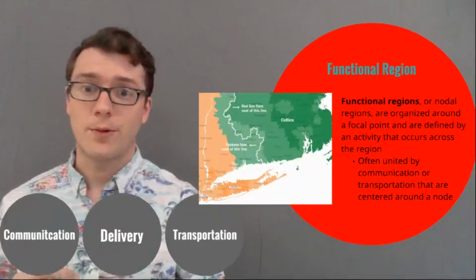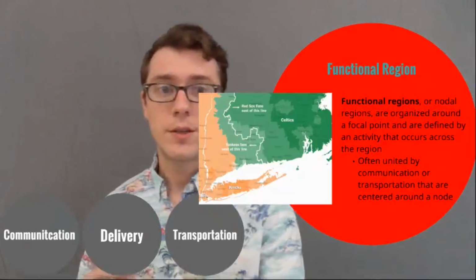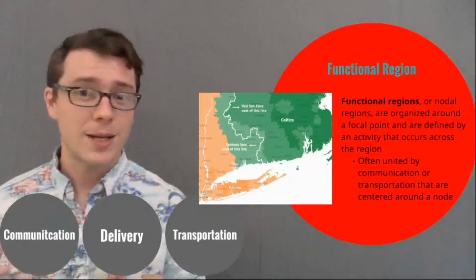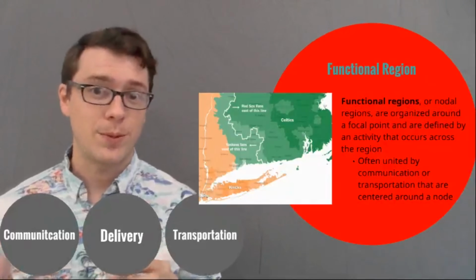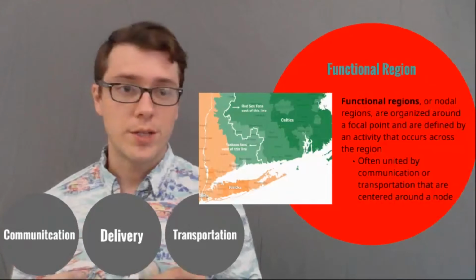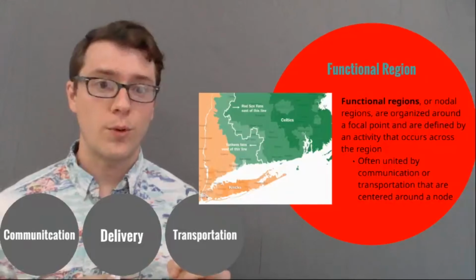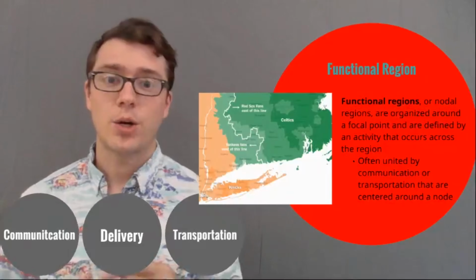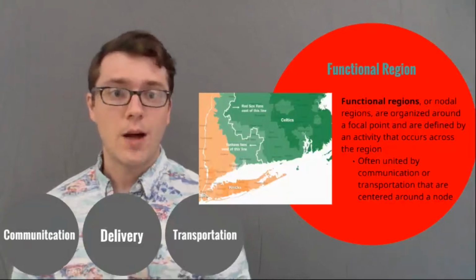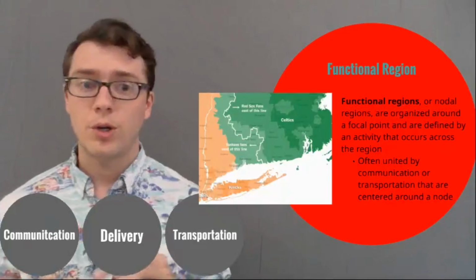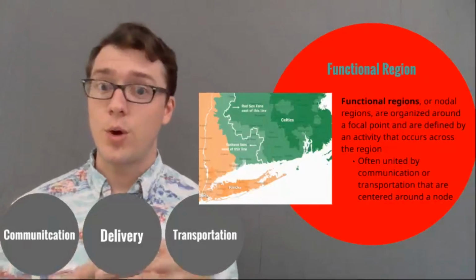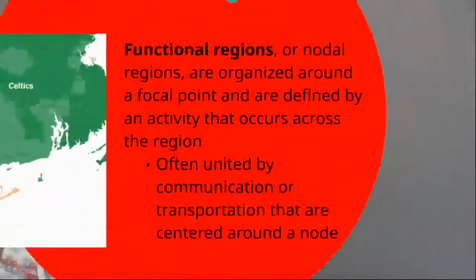Which brings us to our next type of region, functional regions. Functional regions, I think a lot of times are the ones that are the hardest to understand for people, but they are nodal regions and they're organized around a certain focal point or defined by an activity that occurs across the region. Often they're unified by communication or transportation that's centered around a node or a central point.